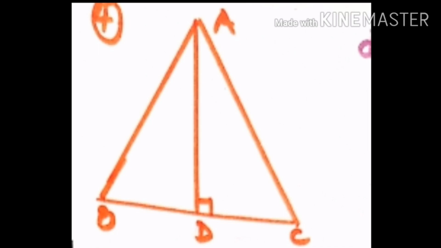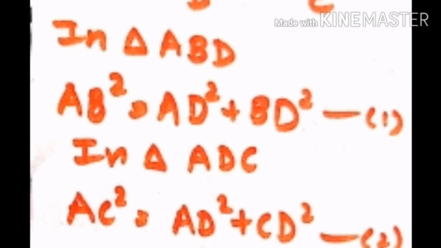Now there are two triangles formed. We can use Pythagoras theorem in both the triangles separately. So first of all, I take triangle ABD. AB square is equal to AD square plus BD square. This is the result number 1. Now in the second triangle, triangle ADC, Pythagoras theorem, AC square is equal to AD square plus CD square. This is our result number 2.